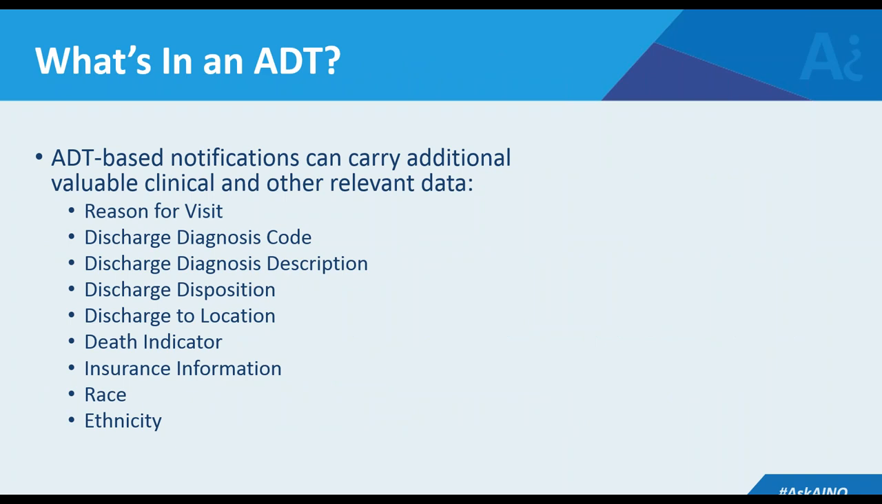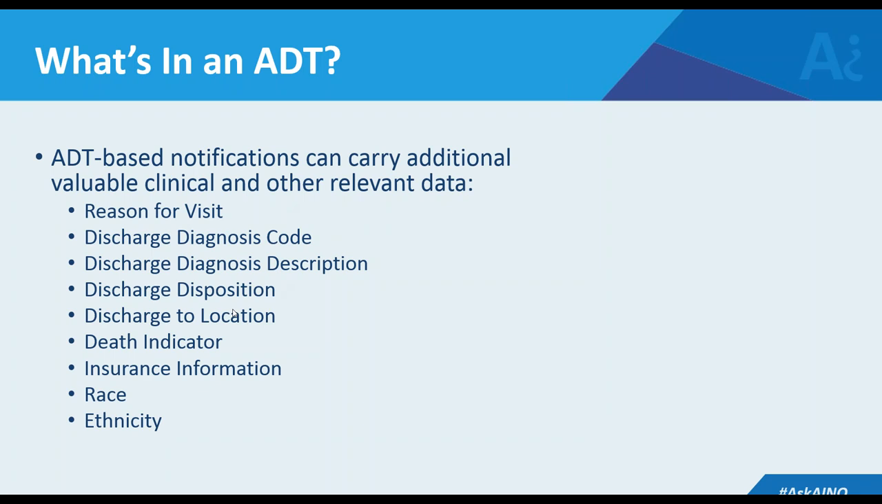So what's in the ADT? It's not a medical record. It is really like a registration file. So it may have the reason for the visit, kind of like the chief complaint. It may, if it's a... have information about race and ethnicity, it will also have address.